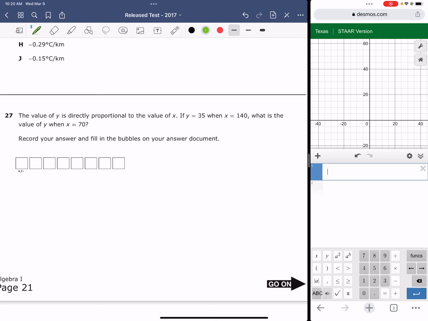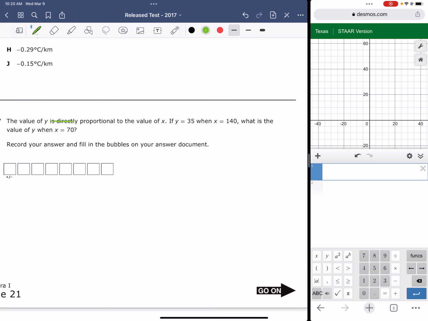The value of y is directly proportional to the value of x. If y equals 35 when x equals 140, what is the value of y when x is equal to 70? This is a direct variation question. We can scratch out the words "is directly proportional to" and replace them by "is divided by." What it then reads is that the value of y is divided by the value of x.